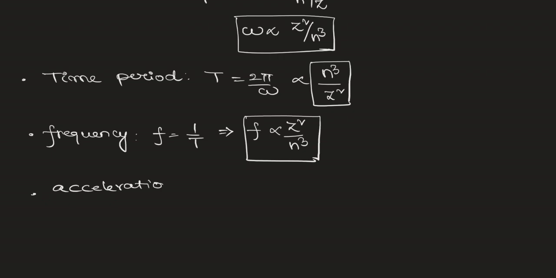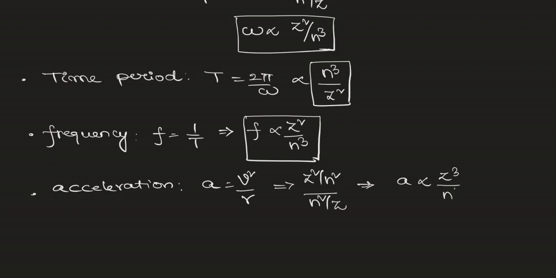So what kind of acceleration will it have? Centripetal acceleration. Centripetal acceleration is v square by r. As v is proportional to z by n, v square gives z square by n square, divided by r, which is n square by z. So acceleration is proportional to z cube by n power of 4.